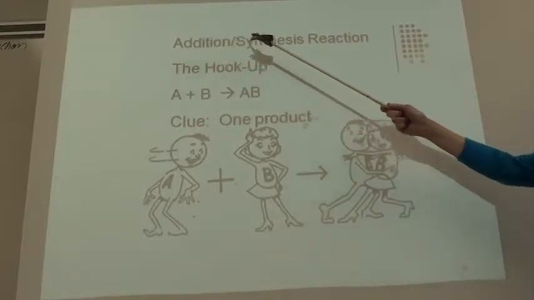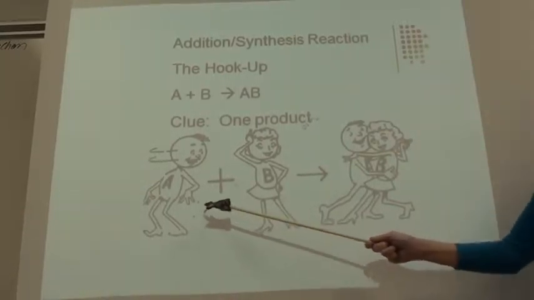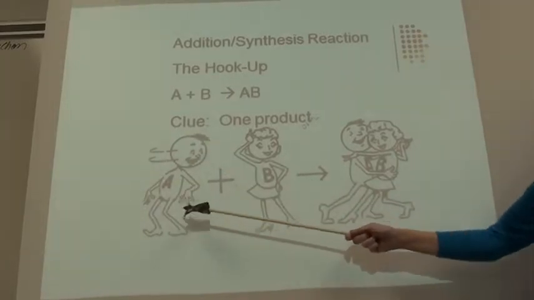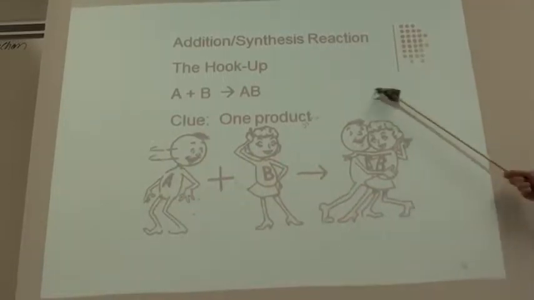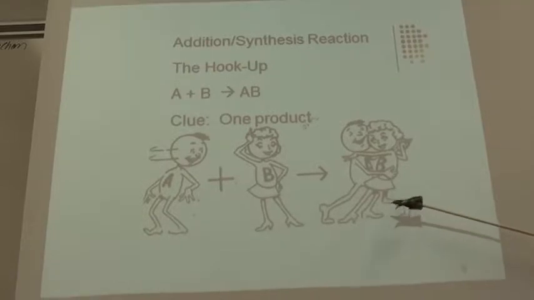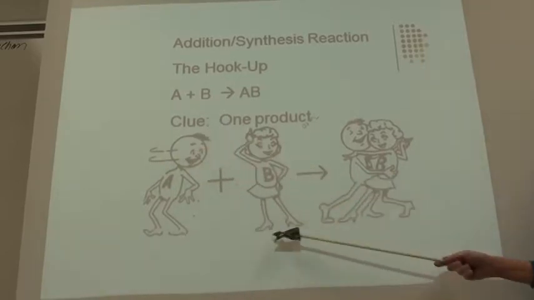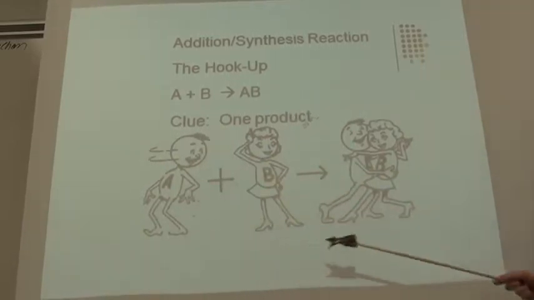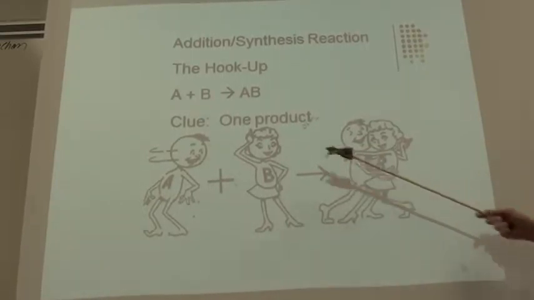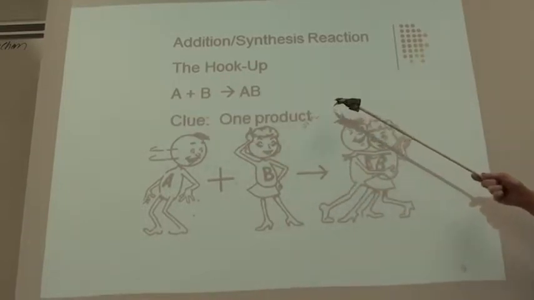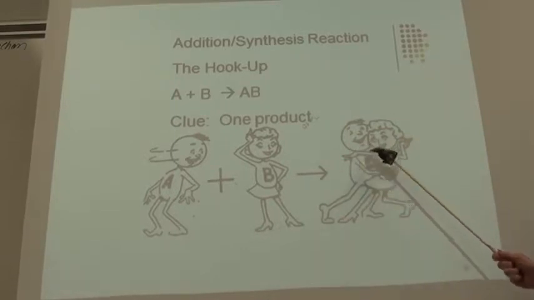To describe an addition or a synthesis reaction in our prom scenario, one atom is attracted to the other atom and they become a couple. A bonded couple. Whereas in the reactants you had two separate atoms, in the products you have a bonded set of atoms. The clue, if you were to see this written out and had to decide what type of reaction it is, is that there is one product.